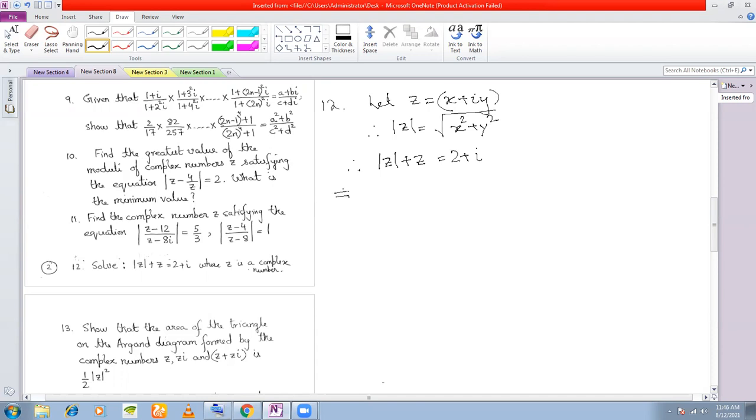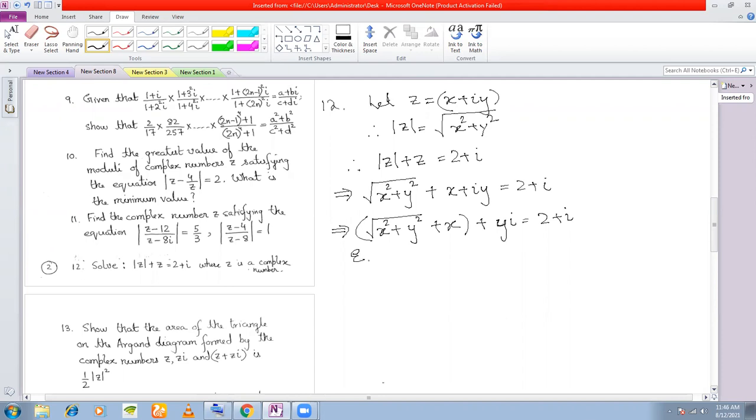Put the value of |z| and put the value of z, equal to 2 + i. Now take the real parts together and the imaginary parts together. The real part is √(x² + y²) + x, and the imaginary part is yi. You get 2 + i. So now you equate the real and imaginary parts separately.